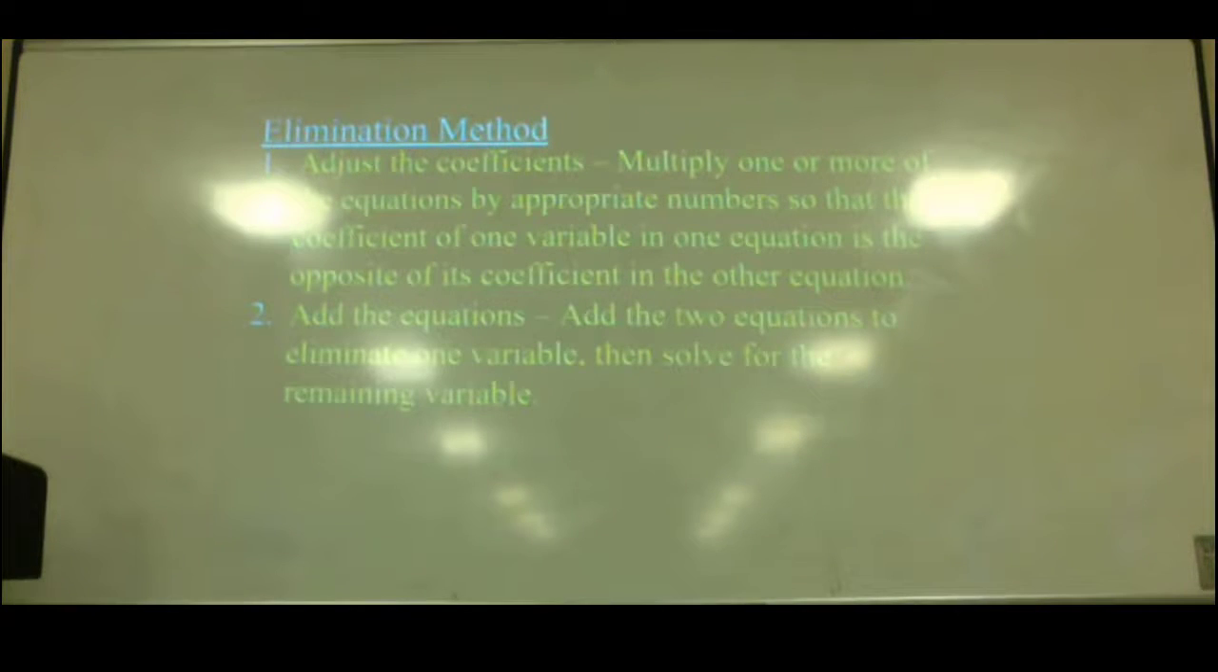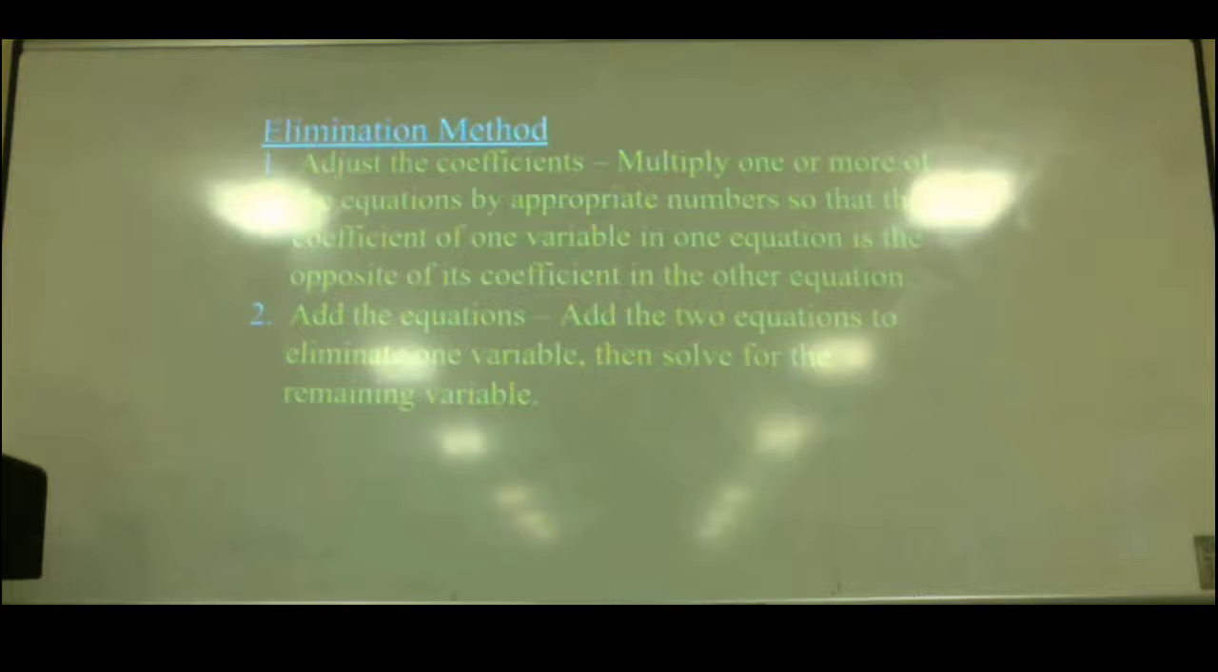Once you have them matched up as opposites, you're just going to add the two equations together. And what happens when you add opposites together? It becomes 0, right? If you add a 5 and a negative 5, you get 0. If you add a 10 and a negative 10, you get 0. If you add a 2 and a negative 2, you get 0. So the reason that we're going to get them to be opposites and then add them is because you're going to have 0 x's or 0 y's, one or the other, and then that's going to go away. They cancel out.